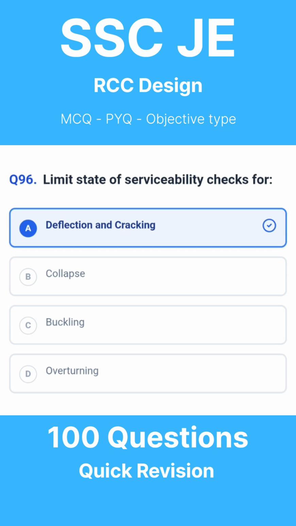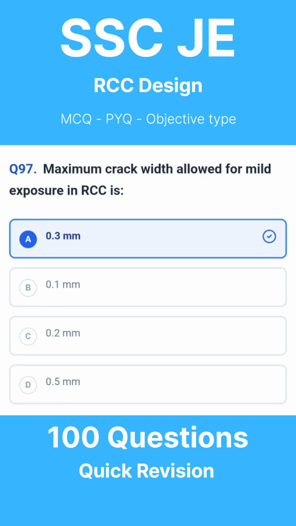Question 96. Limit state of serviceability checks for. The correct answer is deflection and cracking. Question 97. Maximum crack width allowed for mild exposure in RCC is. The correct answer is 0.3 millimeters. Question 98. Maximum crack width for aggressive environment, severe, is. The correct answer is 0.1 millimeters.